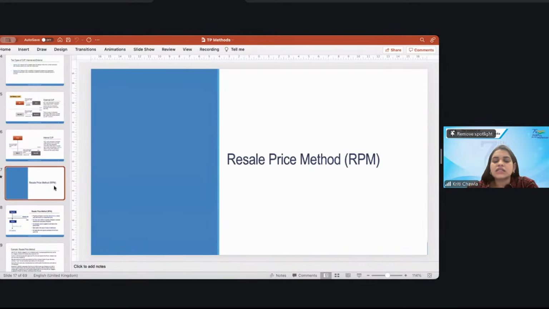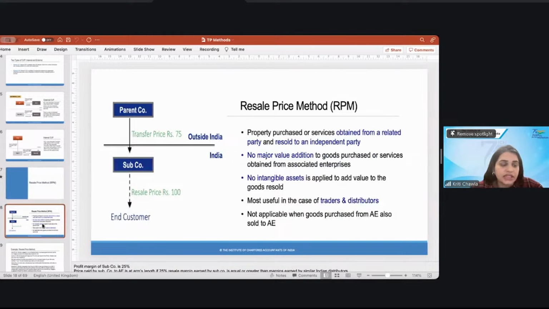After that, we discussed the concept of the resale price method. Can you tell me the situation where the resale price method is applicable? In what kind of situations? Can you tell me in what kind of situation is the resale price method applicable? Okay, yes, that's absolutely correct. In trading situations or distribution functions, the resale price method is applicable.